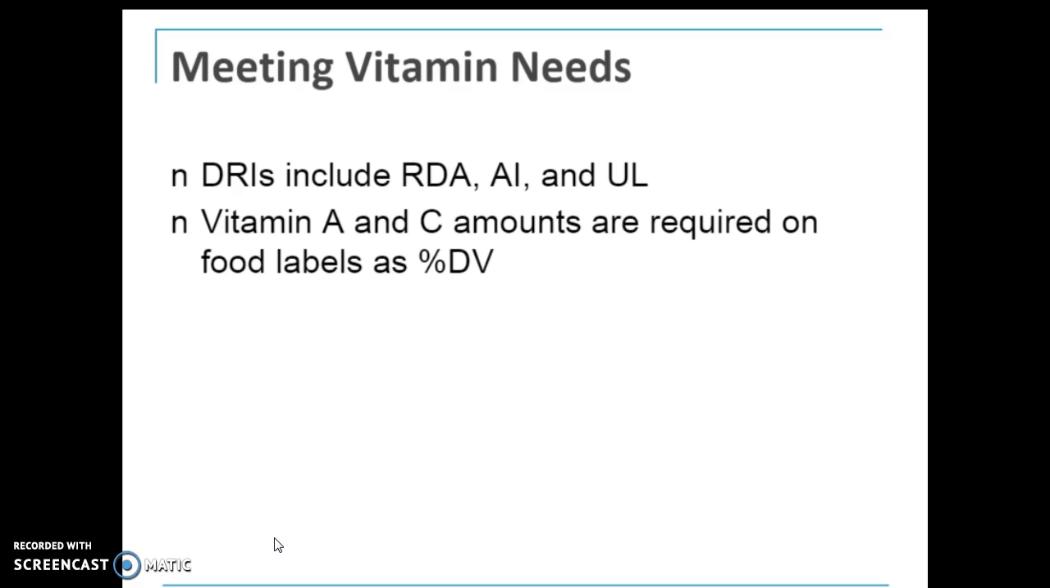Meeting vitamin needs. So you'll see that the DRIs for vitamins include some RDAs, some AIs when there's not enough information to establish the RDA, and most have ULs. Some of those B vitamins don't have a UL, however, because they're just urinated out when you consume too much of them. So water-soluble vitamins are much less toxic than the fat-soluble vitamins are. And vitamins A and C are required on the current food label as percent daily value. We think that we're probably going to see vitamin D instead on the percent daily value with our new food label.